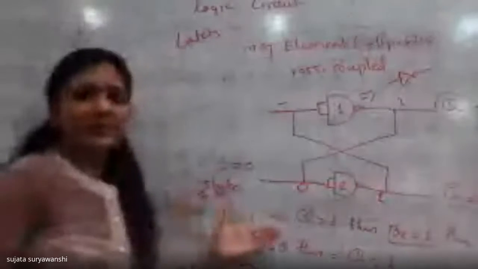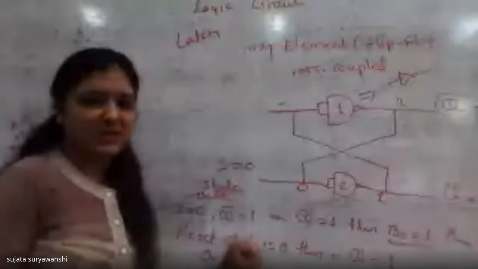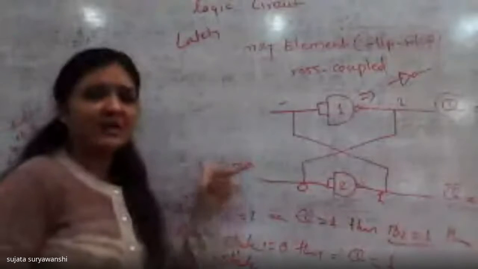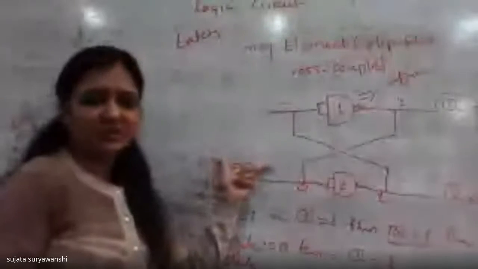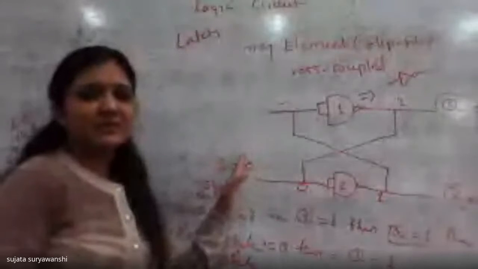Hence it is also called a latch. Now, I already explained this. This circuit has one main disadvantage: it is going to store a single bit. We can't store the desired data that we want in such a circuit. That's why this is the disadvantage of the cross-coupled structure.